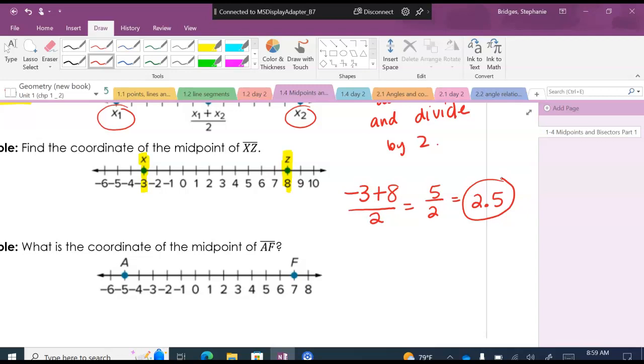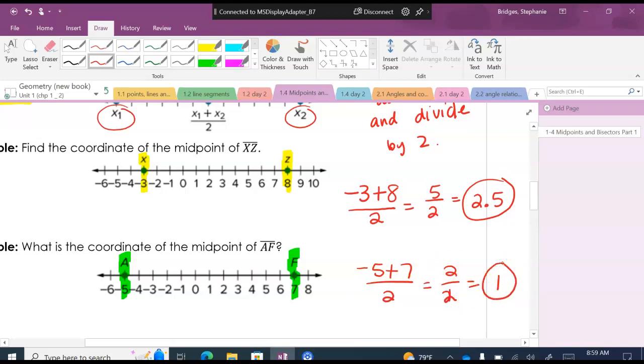What do we get for the coordinate of the midpoint of AF? 1. All right, let's look at A. A is at -5. F is at 7. So we're going to take -5, add 7, divide by 2, which gives me 1. Anybody have any questions?